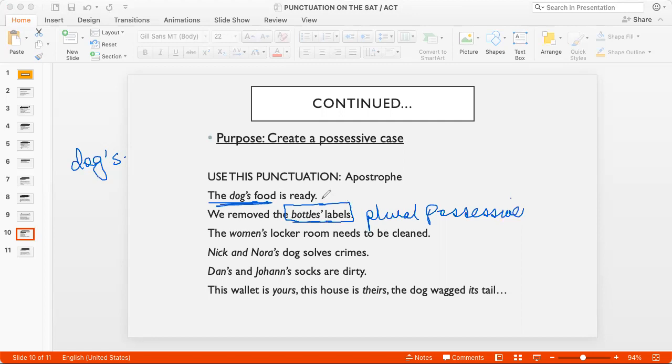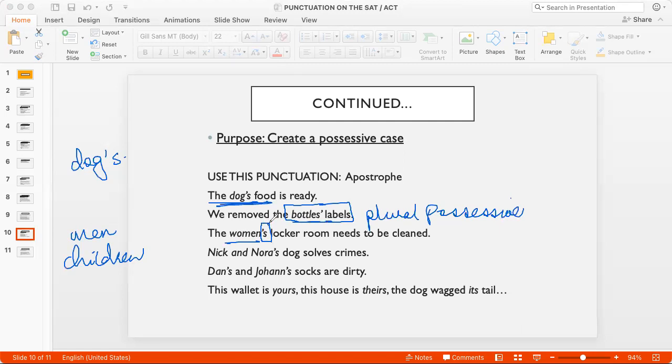Okay, if I have a plural that does not end with S, like women or men or children, these are plural words that don't end with S, then for possessive, I just treat them as a singular word and put an apostrophe S. The women's locker room needs to be cleaned. So just an apostrophe with an S would work here.